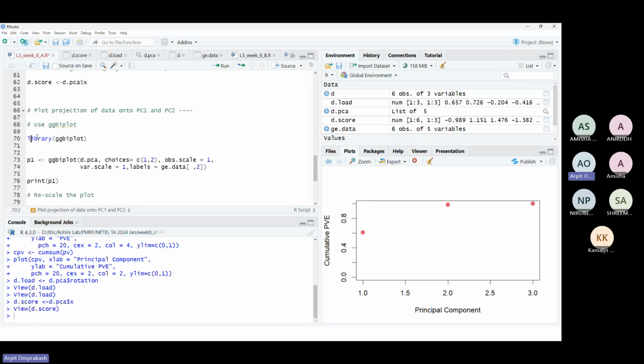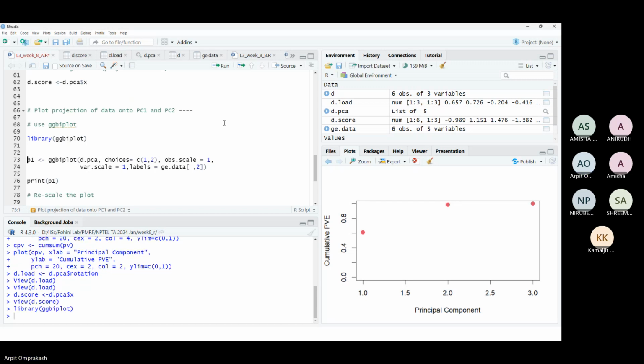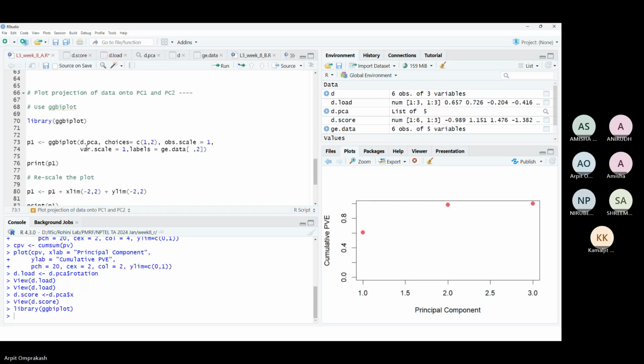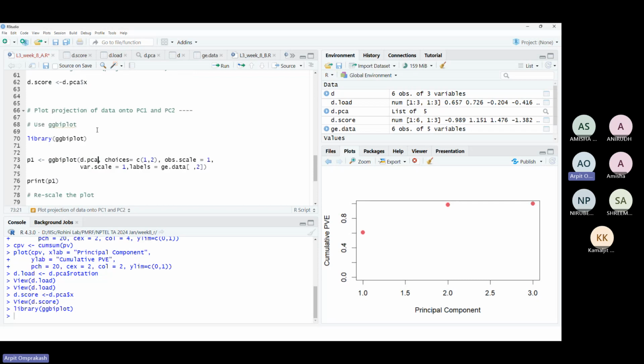We'll be using the ggbiplot library. We'll load it. Then we write p1 is equal to ggbiplot(d.pca). We are providing the data, basically the PCA data, the result of carrying out the PCA. Choices is basically which principal components you want to plot. We just want principal components 1 and 2, not the third one, right? We are discarding the third one.